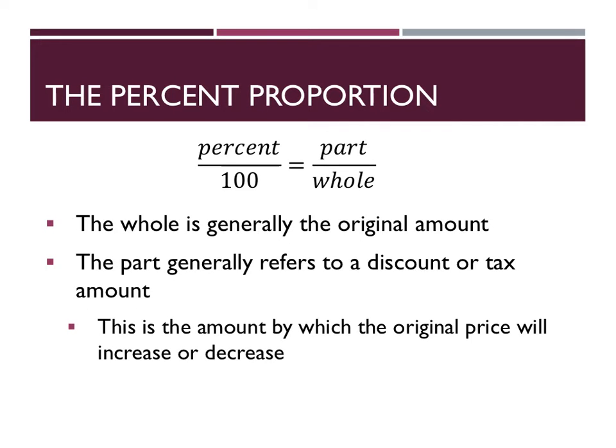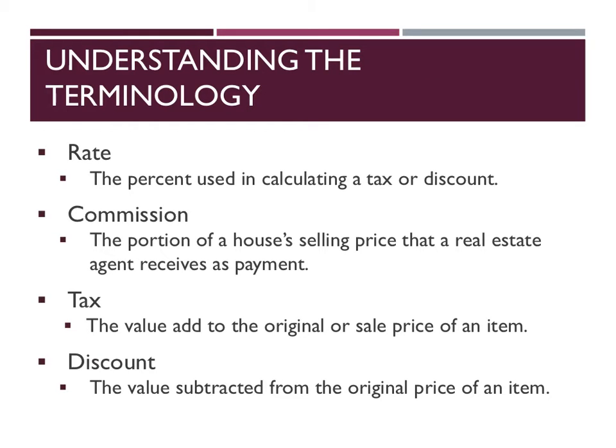We will be working with the percent proportion: percent over 100 equals part over whole. The whole is generally the original amount. Your part usually refers to a discount or a tax amount, and this is the amount by which the original price will be increased or decreased. For a rate, just remember a rate is the percent used in calculating tax or a discount.